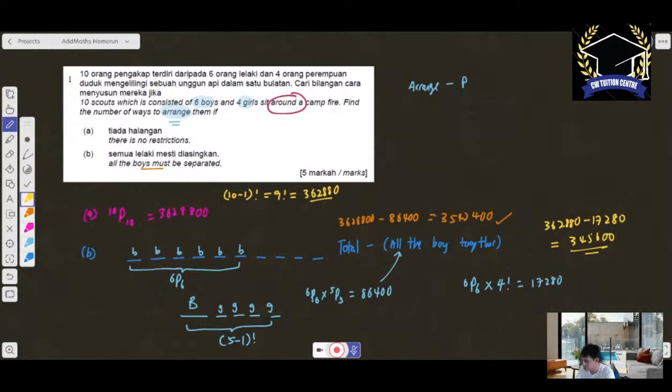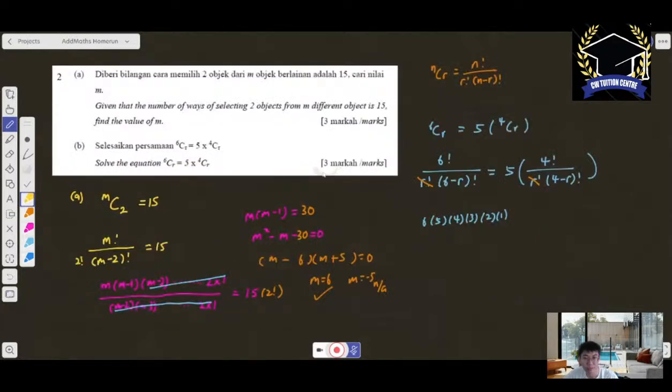Okay, so other than that, let's take a look at question 2 here. When we see this question 2, we just now did halfway. I am going to continue here. This is my (6 minus r) factorial, all right, equal to 5 times 4, 3, 2, 1 over (4 minus r) factorial.